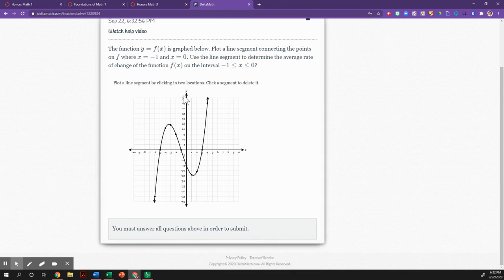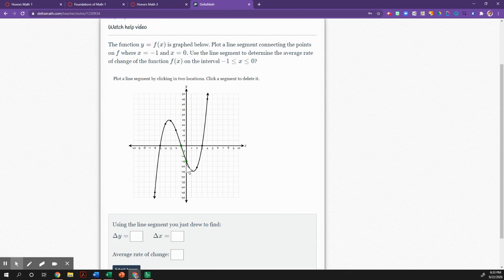So now look here. We are counting by fives on the y-axis, and I'm counting by ones on my x-axis. The function y equals f of x is graphed below. Everything else stays the same. x equals -1, well, that was easy. The point goes right there. And x equals 0, so that's this point right here.